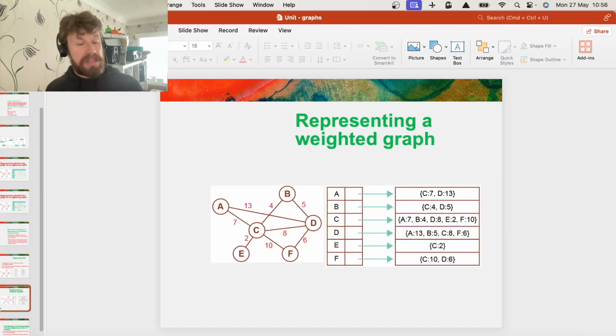If it is a weighted graph though, what we need to do is also put the weight of it in there as well. So A going to C, we're going to put the C and then the colon 7, like a pairing of the two of them. And then also, because this is an undirected graph, we're now going to put the D and the 13 in there. So that's how it's different from this one, because this one's directed, this one is not directed. And then if you look at the values for D here, we've also got the A13 in there as well. So we've got to put both of them in there.